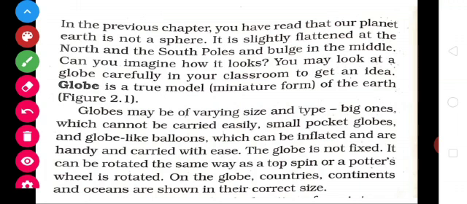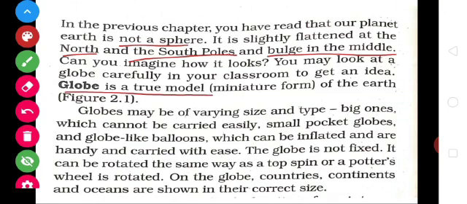In the previous chapter you read that our planet earth is not a perfect sphere. We learned that the earth is in a geoid shape. It is slightly flattened at the north and south poles, at the top and bottom of the earth, and it bulges in the middle. Can you imagine how it looks? You may look at a globe carefully in a classroom to get an idea.